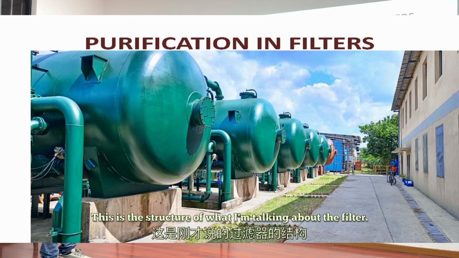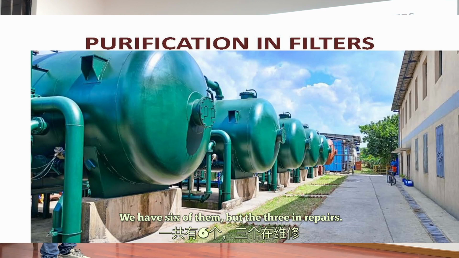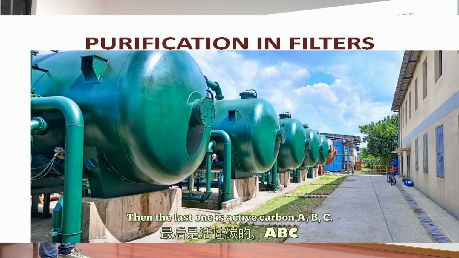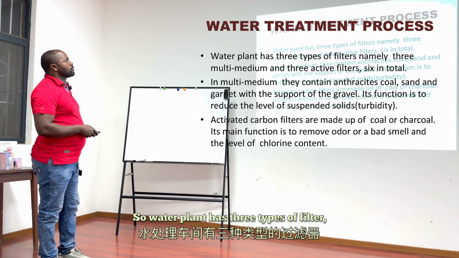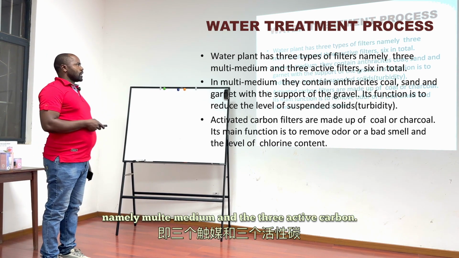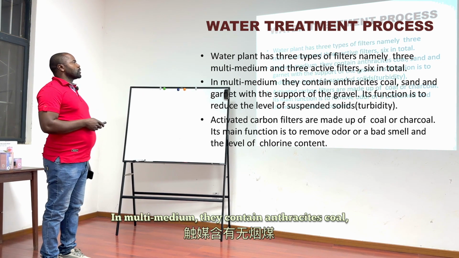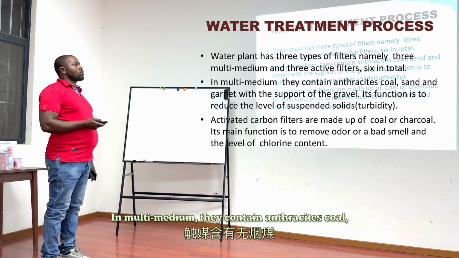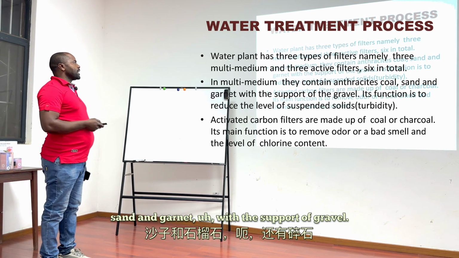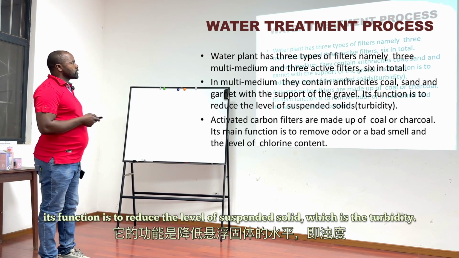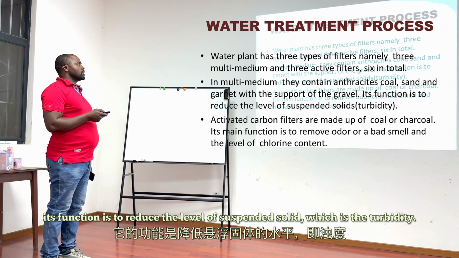This is the structure of what I'm talking about, the filter. We have 6 of them, but 3 in pairs. Filter A, B, C. The first one is multimedium, A, B, C. Then the last one is the active carbon, A, B, C. So the water plant has 2 types of filter, namely 3 multimedium and 3 active carbon, 6 filters in total. The multimedium filters contain anthracite coal, sand, and garnet, with the support of gravel. Their function is to reduce the level of suspended solids, which is the turbidity.